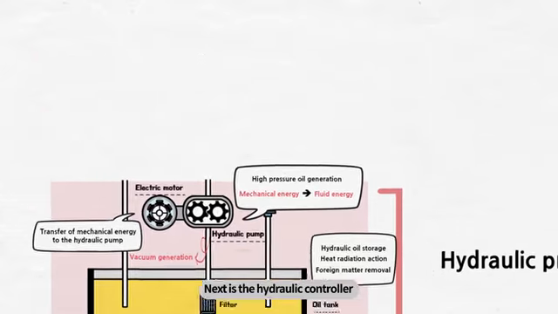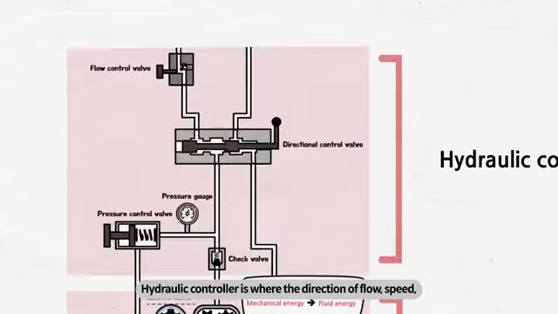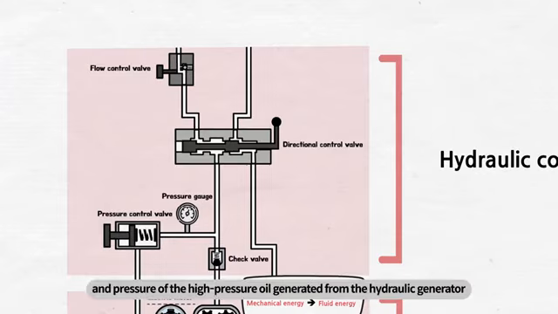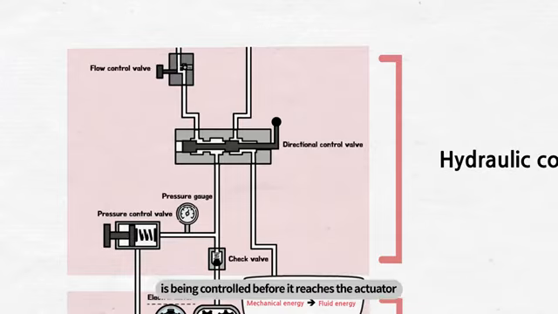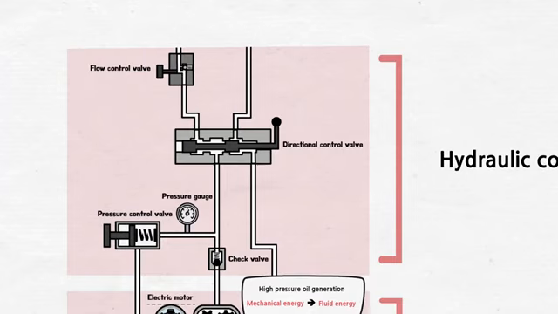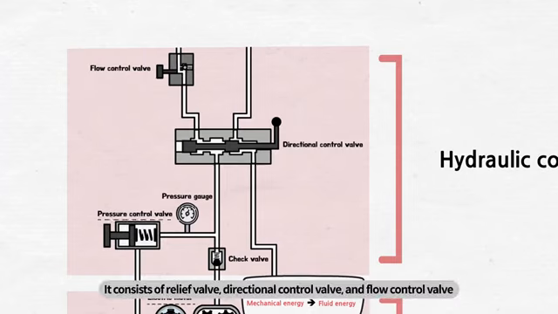Next is the hydraulic controller. Hydraulic controller is where the direction of flow, speed, and pressure of the high-pressure oil generated from the hydraulic generator is being controlled before it reaches the actuator. It consists of relief valve, directional control valve, and flow control valve.